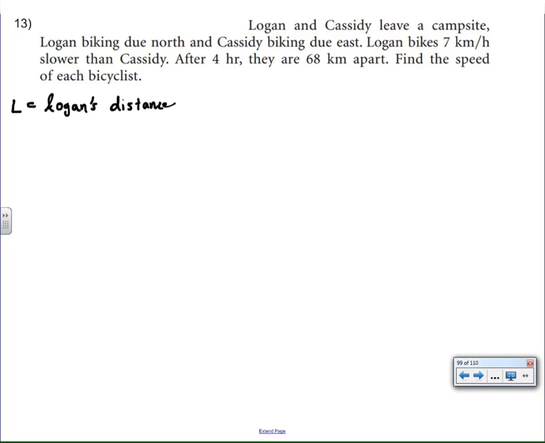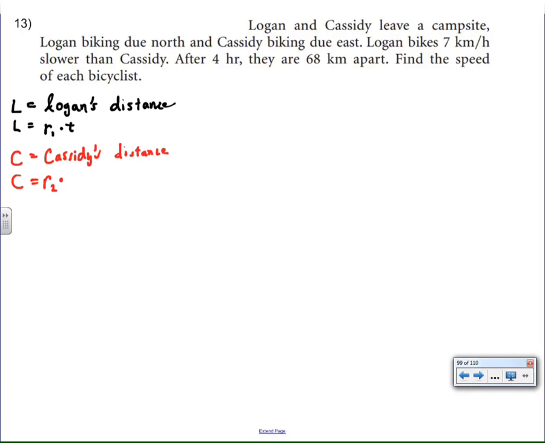First of all, I see Logan and Cassidy riding bikes. Logan's riding north, Cassidy's riding east, so they're headed in different directions. And when I look at the given information, first I see 7 kilometers per hour slower than Cassidy, so that's referring to a rate, speed. 4 hours is referring to a time, and 68 kilometers refers to a distance. So somehow or other, these are going to be distance, rate, time problems because I have distances, rates, and times as given information. So let's see if we can unpack it and get everything straight.